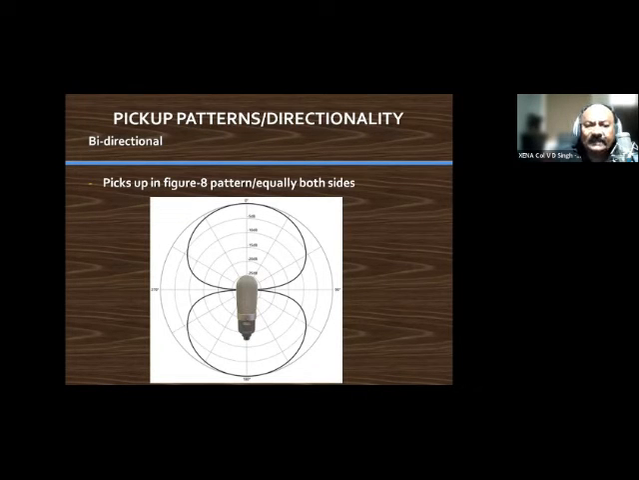Then you have got bidirectional mics. Bidirectional means in a figure of 8 pattern, equally from both sides. So like there is a microphone, and then there are 2 speakers facing each other. And so the microphone will take care of both sides. And that's how the pickup pattern is like a figure of 8.